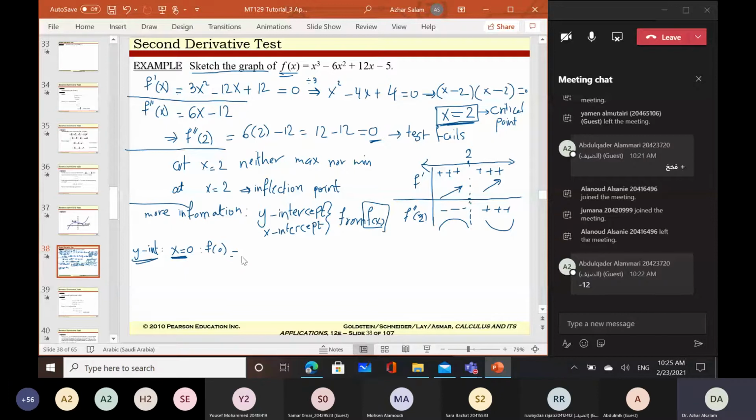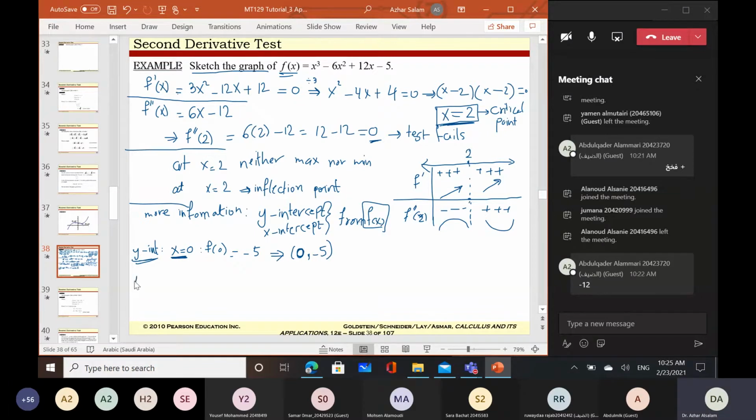أعوض في الدالة الأصلية بالزيرو. f of 0 will be 0 minus 0 minus 0 minus 5. It will be minus 5. So the point of the intersection is 0 at the x-axis and minus 5 at the y-axis.